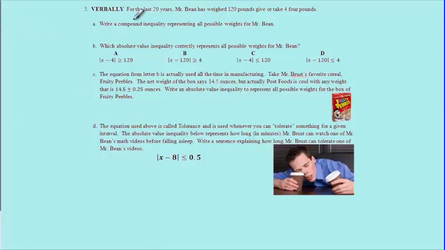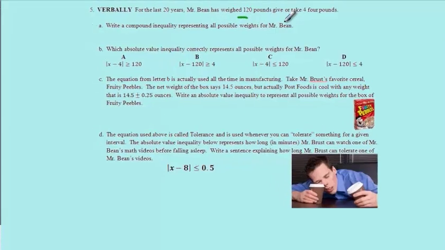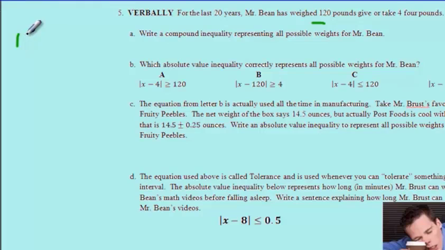Look at this mess. We've got all kinds of stuff. So Mr. Bean weighs 120 pounds, give or take 4 pounds. So he weighs 120 pounds plus or minus 4 pounds. So really we're thinking about what? Write a compound inequality for all the weights. He could be 4 less than that. He could be 116 pounds.